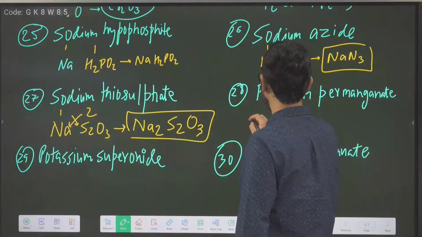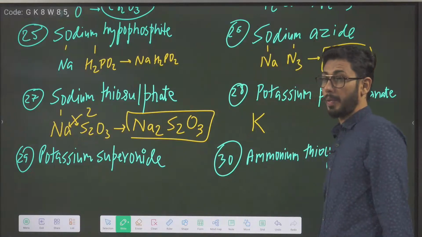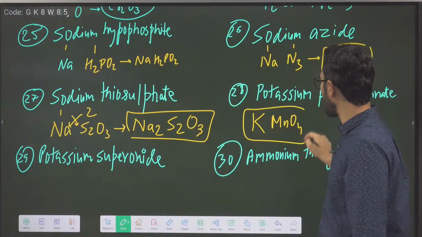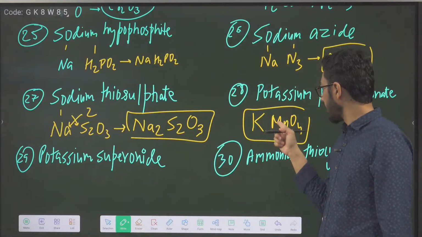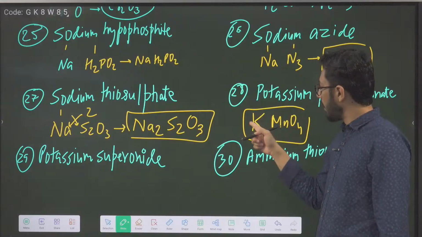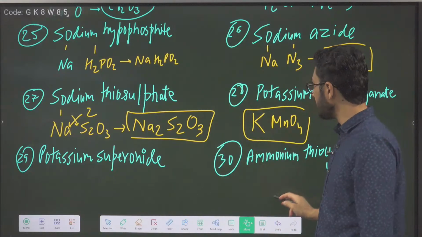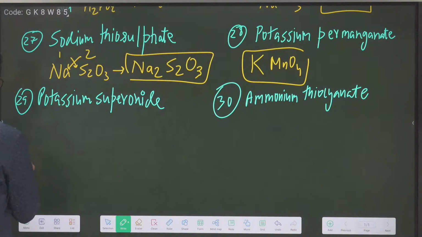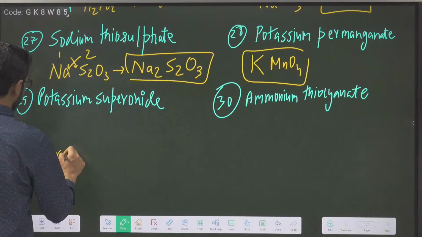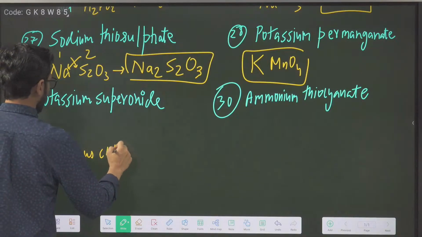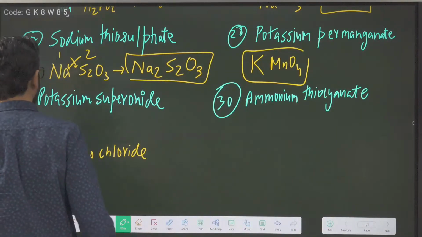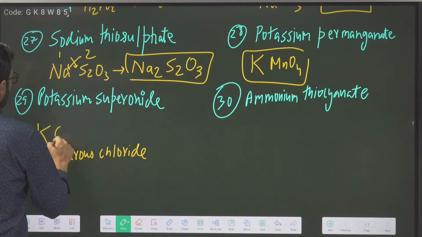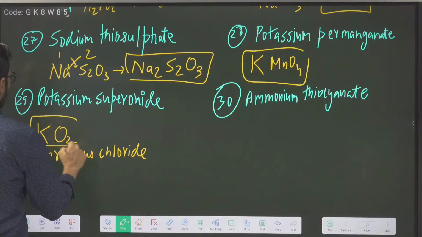Potassium permanganate. That already you know, I hope. Permanganate is MnO4 minus 1. So this ion you can add where? In the list also. Permanganate MnO4 minus 1 and K is plus 1, KMnO4. Then next one, potassium superoxide. Potassium is plus 1 and superoxide is O2 minus 1, KO2.